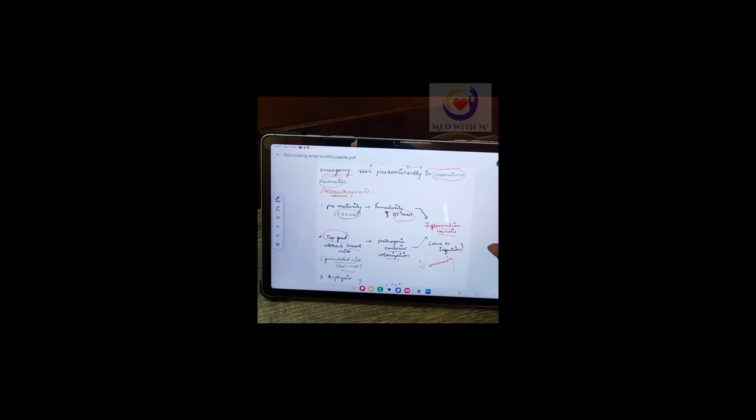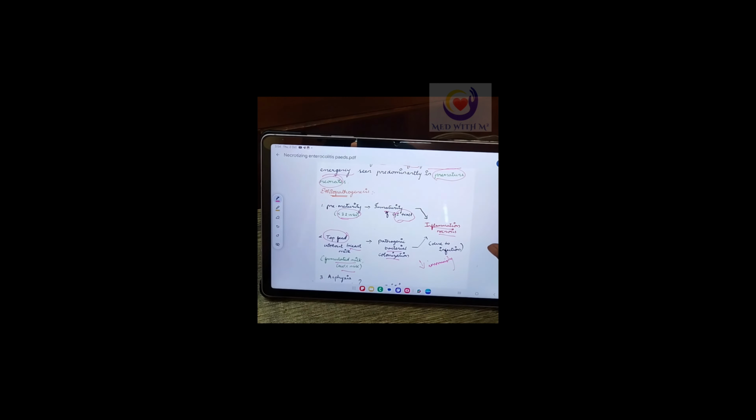Now let's see the staging, the modified Bell staging. Let's assume this is the intestinal loop. This purple color is the lumen. This outer wall is the wall of the intestine. The inner wall is the epithelium of the intestine. The red dots represent bacterial colonization.